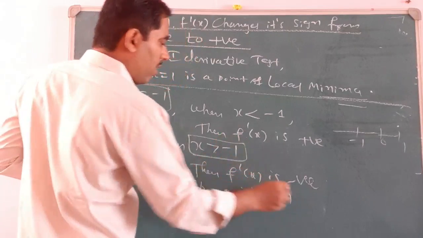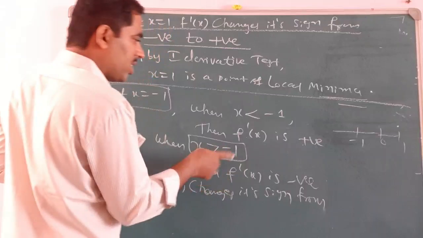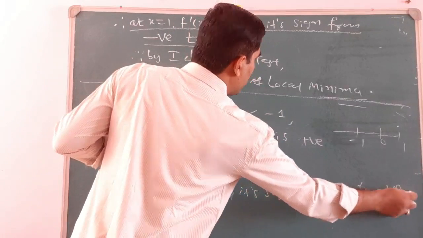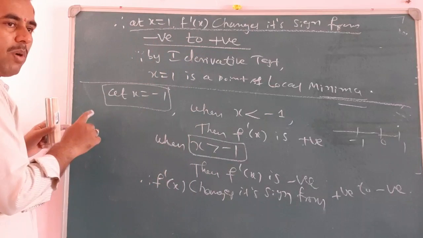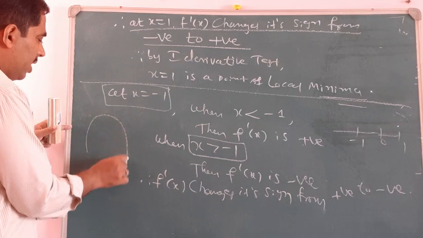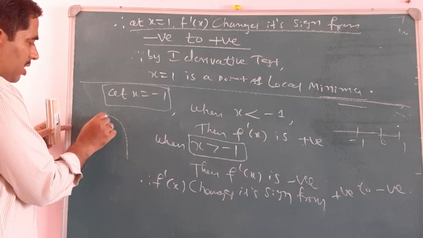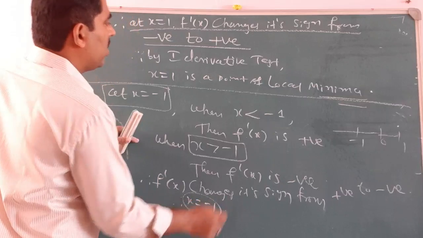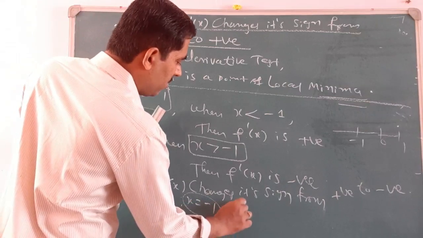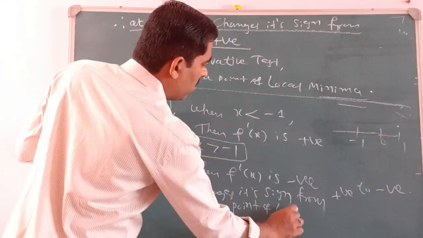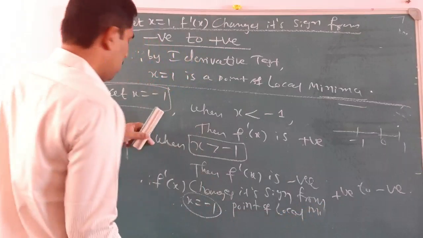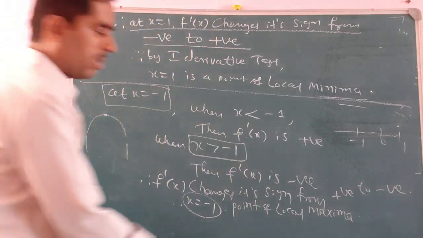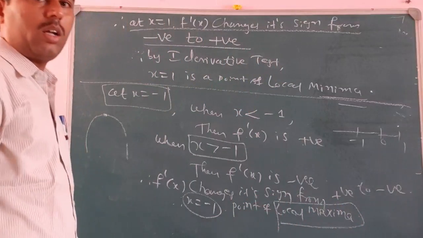See, the sign from positive to negative. Positive to negative means, like this, that we get a point of local maxima. Therefore, x is equal to -1 is another point of local maxima. See, this is a point of local maxima.